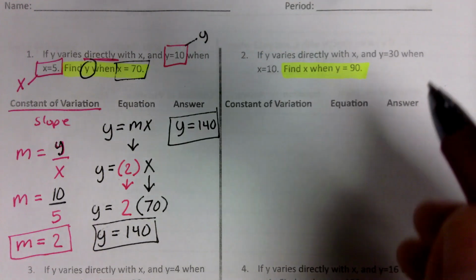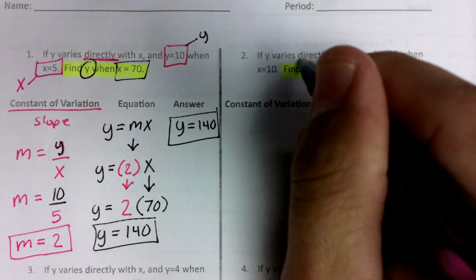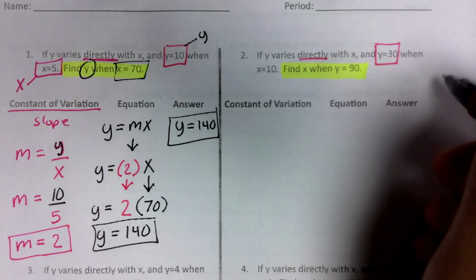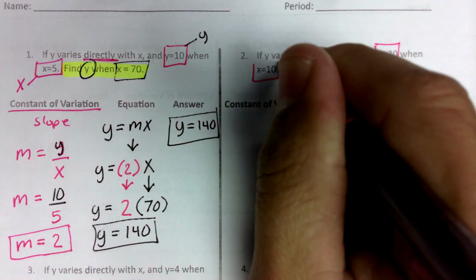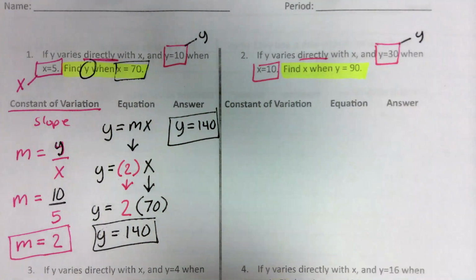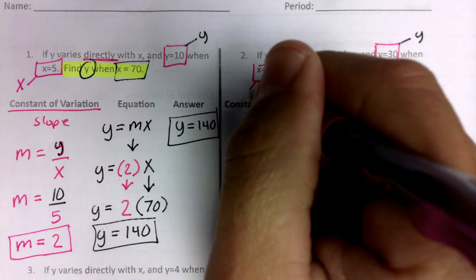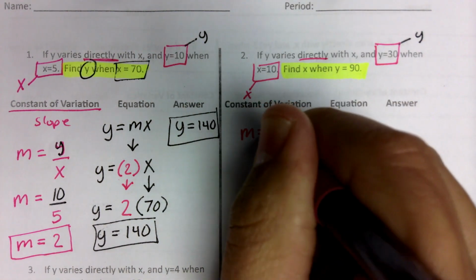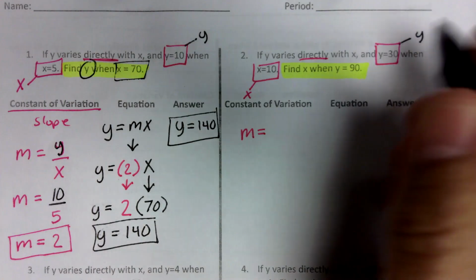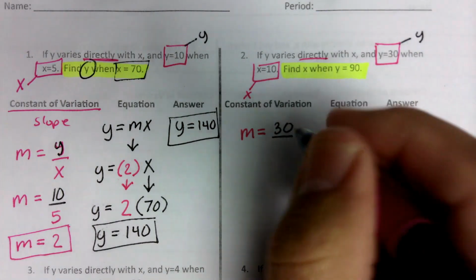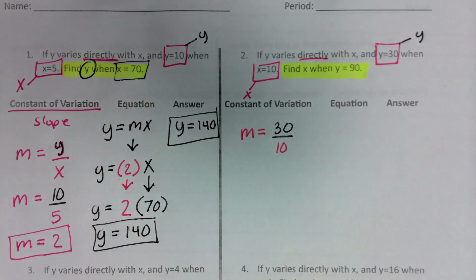Now we're going to start this one the same way. It says if y varies directly with x, and y is 30 when x is equal to 10. Okay, so I know right here that's my y value. This is my x value. So I'm going to start by finding the constant of variation. So I have m is equal to my y value, which is 30 in the numerator, over my x value of 10, which goes in the denominator.